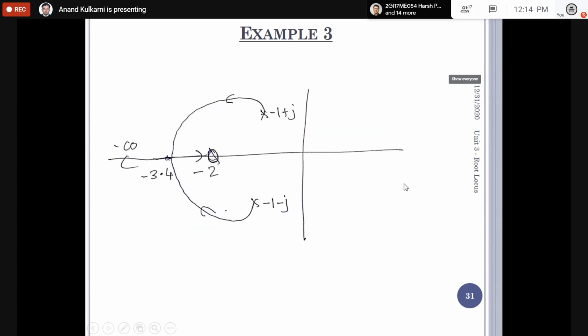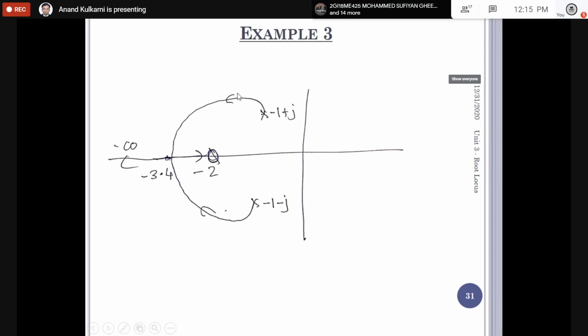After that, I will plot the root locus. See here, the root locus will not cut the imaginary axis, so nothing goes towards the imaginary axis. The root locus always starts at a pole. One root locus starts here. So the angle of departure for this is 225 degrees. So measure 225 degrees from this side. It is minus 225 degrees. So if you measure it like this, that is minus 225 degrees.